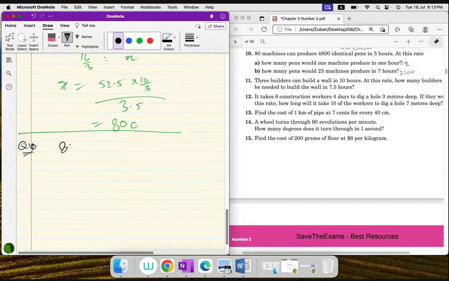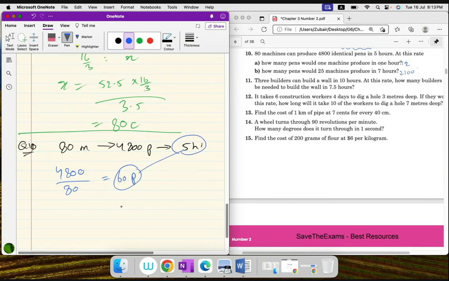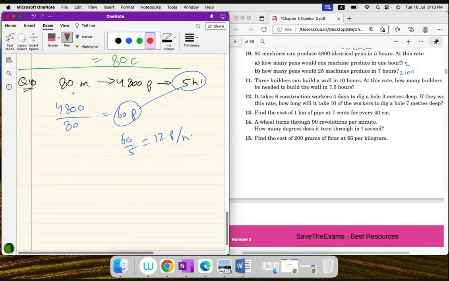Look at the first part. 80 machines, 4,800 identical pens in 5 hours. So first thing, 4,800 divided by 80. This must be what one machine is doing. We are getting 60 pens actually in 5 hours. We'll divide it by 5 hours. 12 pens per hour. That was part A.